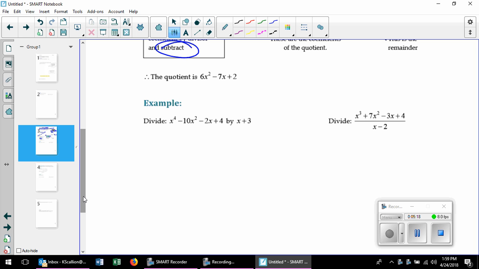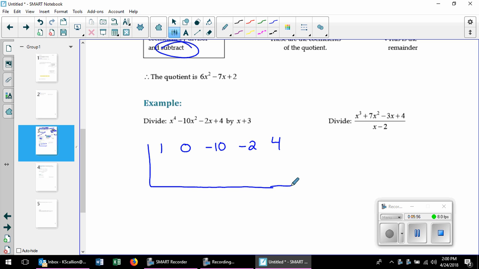I'm looking at this. What do you see the problem is immediately with my dividend? No x cubed. Okay, brilliant. So I make my L shape. What's the numerical coefficient on x to the exponent of 4? 1. Do I have x cubed? No, you told me I didn't. So that gets represented by a 0. I have no x cubed. Now next, I'm going to have -10. Next, I'm going to have -2. And then I'm going to finish with a +4.